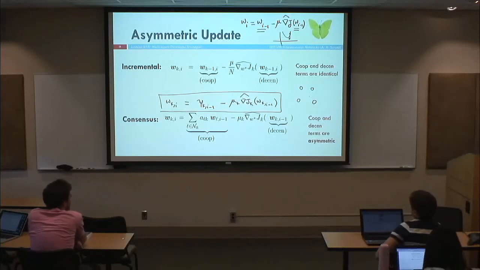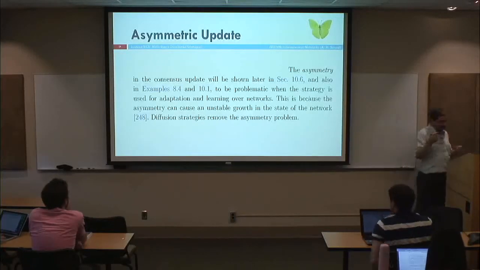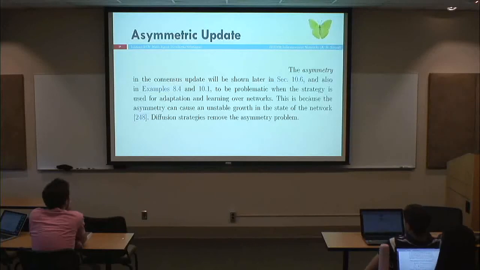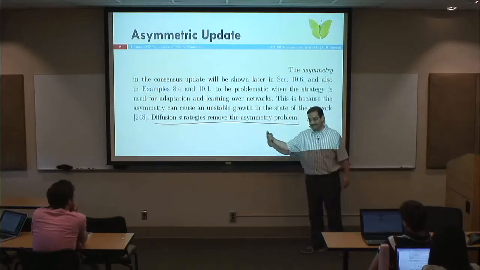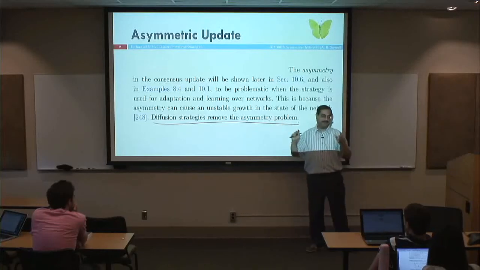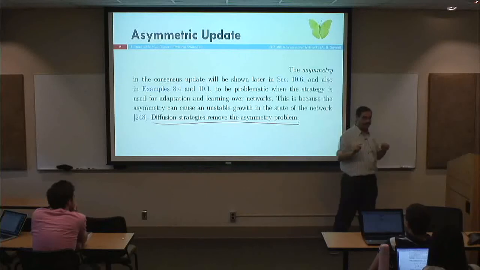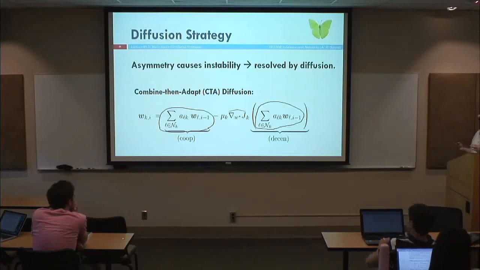Now, this was one of the motivations to introduce the diffusion strategies, and there were other motivations as well, which I'm going to explain as we get there. The diffusion strategies do not have this asymmetry problem. They remove it. And then we're going to show later that if your individual agents are each individually stable, can solve the problem on their own, no matter how you connect them, the diffusion strategy will always remain stable. This is not true for consensus strategies in the context of adaptive networks. You are going to understand these statements in future lectures, but I'm just mentioning them to you now.